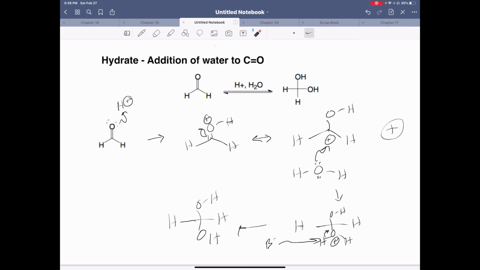Okay, so that's the acid catalyzed mechanism for the hydration of a carbonyl, aldehyde or ketone, to make the gem diol.